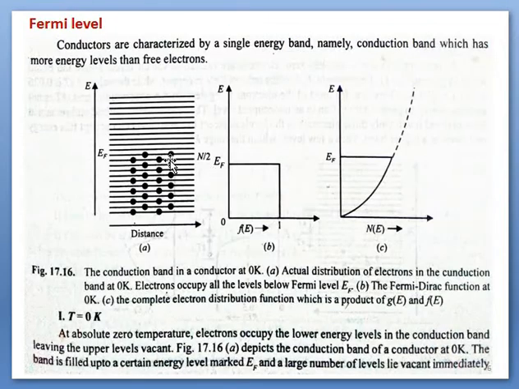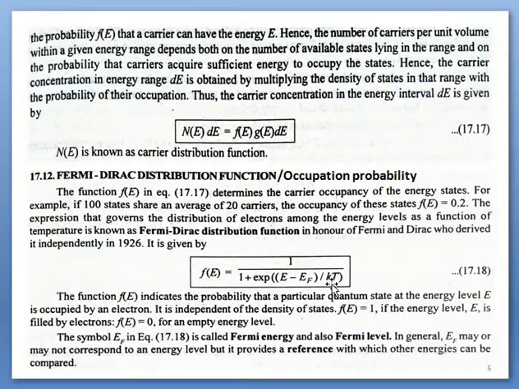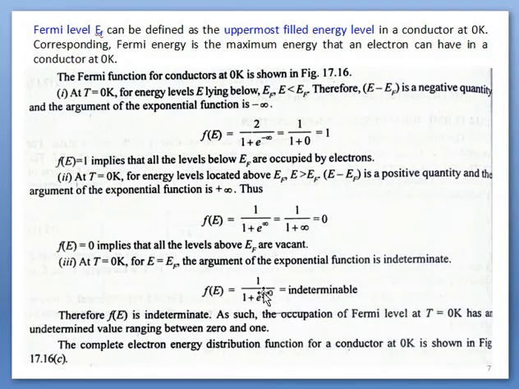Now what will happen if E equal to Ef at T equal to 0? See, T is equal to 0, E minus Ef is 0. So e power 0 upon 0, 0 upon 0 can't be calculated. So it may be in between 0 and 1. So these points are discussed at T equal to 0 Kelvin. Let's see at higher temperature what will happen.